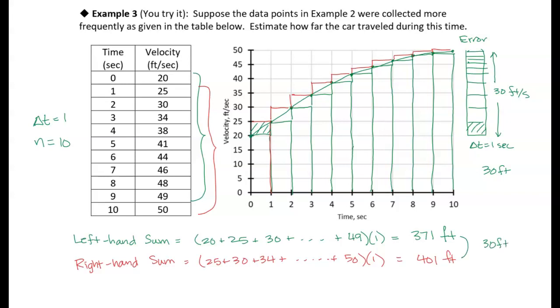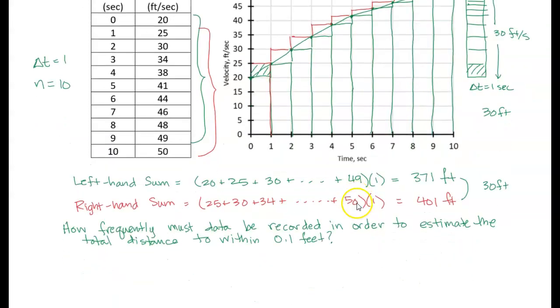Now, what's interesting is that we cut the time between samples in half, so we doubled the sampling rate. Right, and we have this difference between the upper and lower estimates. And so one question that you're going to be asked, I think in one of the discussion questions, maybe even a homework problem, is how frequently must we record the data in order to estimate the distance within 0.01 feet? All right, so let's think about that question.